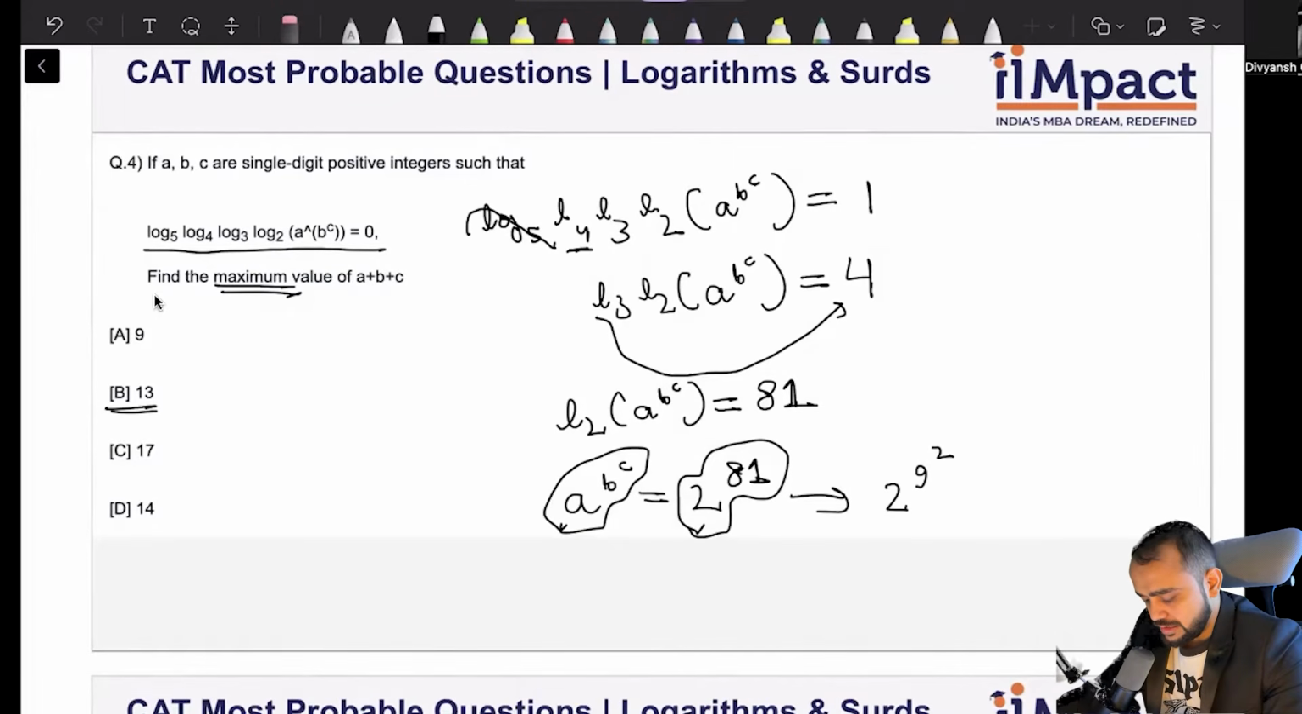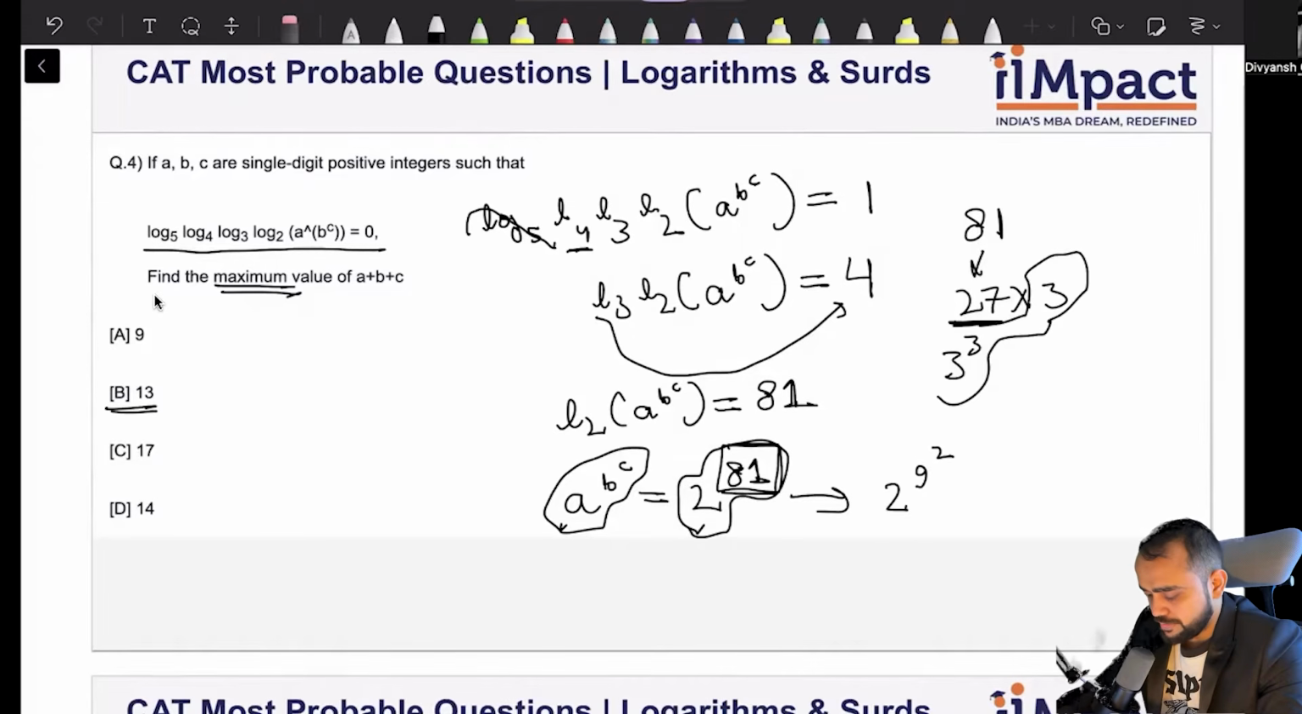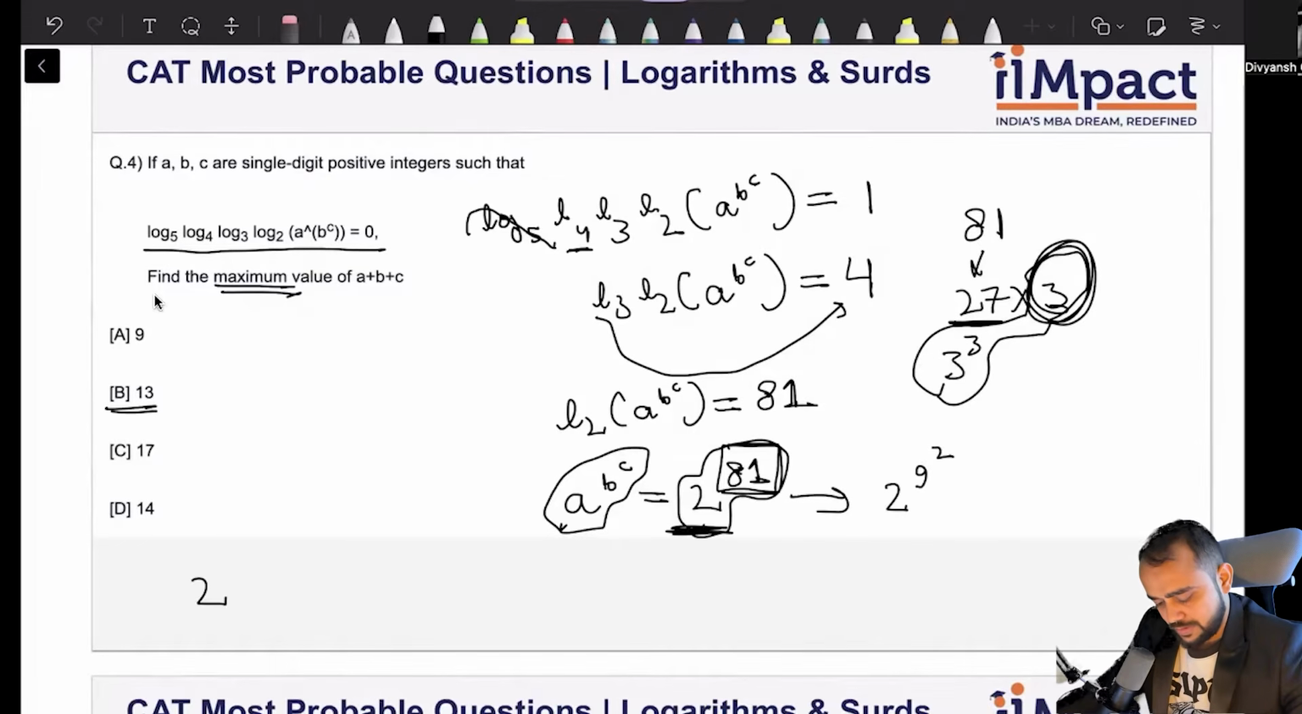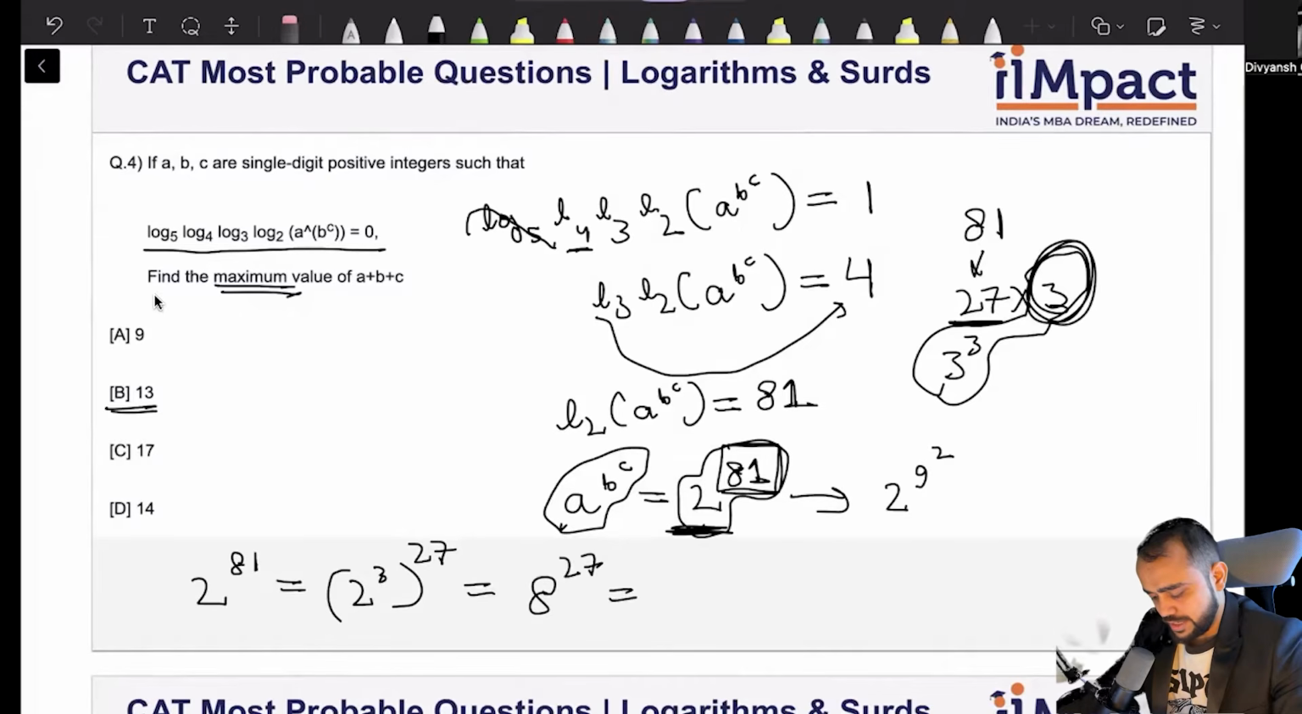Now, to express this in some other form, I have to convert 81 into some other power. So what are the factors of 81? You can write this as 27 into 3, and 27 itself can be written as 3 to the power 3. So if I go with this methodology, I will have to send this 3 inside with the 2. So this 2 to the power 81 will become 2 cube to the power 27, which is going to be 8 to the power 27, which is 8 to the power 3 to the power 3. The value of a plus b plus c that I will get here is 6 plus 8, that is 14.